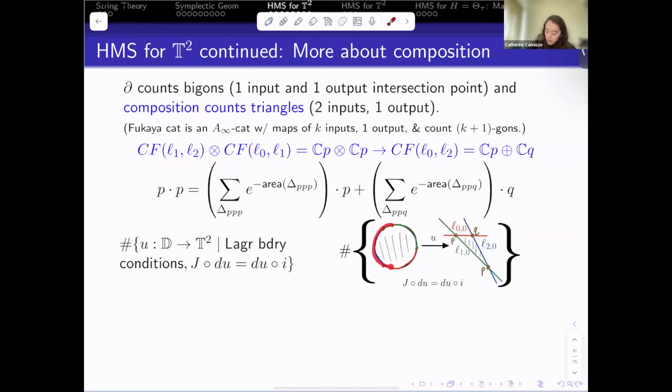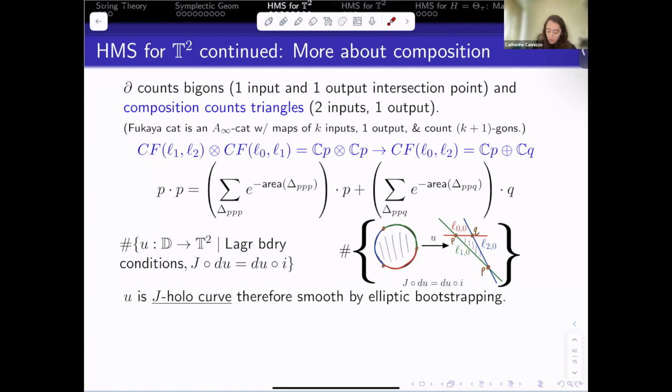So now instead of a bigon, we have a triangle here. This part of the disk goes to this Lagrangian, this goes to this one. So we have these Lagrangian boundary conditions. And in the limit, as we approach these 3 points, they go to the 3 intersection points. Okay, so u is a J-holomorphic curve, and this condition means that the moduli space is smooth for J that are regular, which means that a certain derivative is surjective.